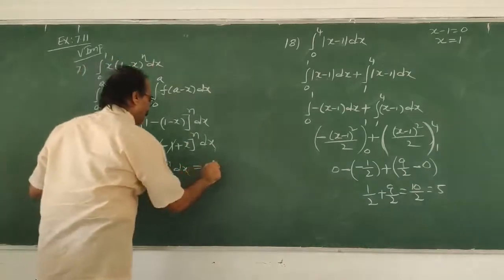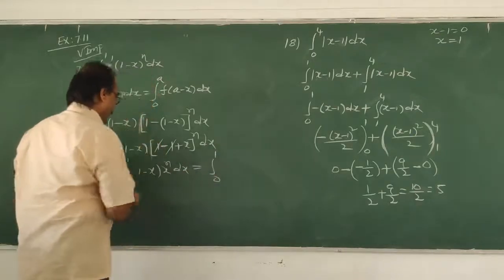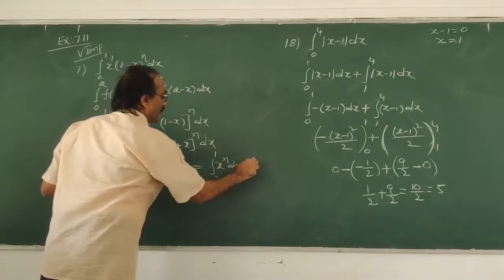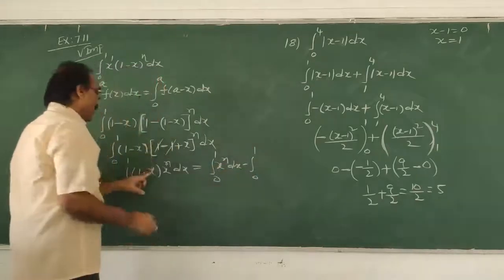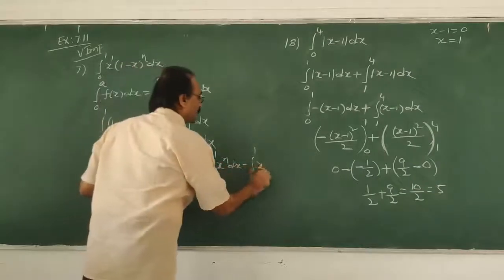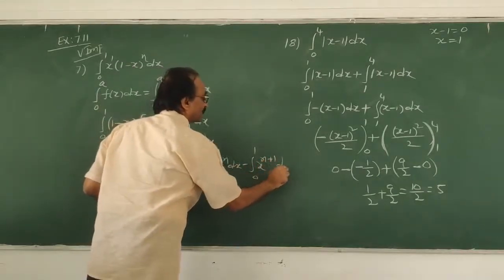How will you do it? Now, separate it. Integral 0 to 1, 1 into x power n dx, minus integral 0 to 1, x power 1 into x power n. It is nothing but x to the power of n plus 1 dx.